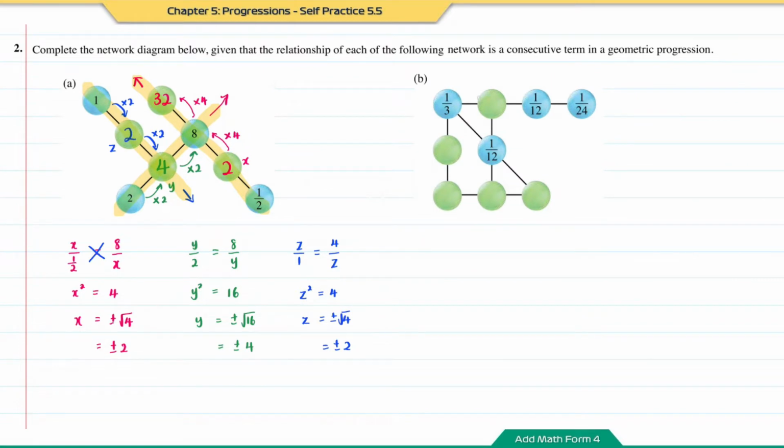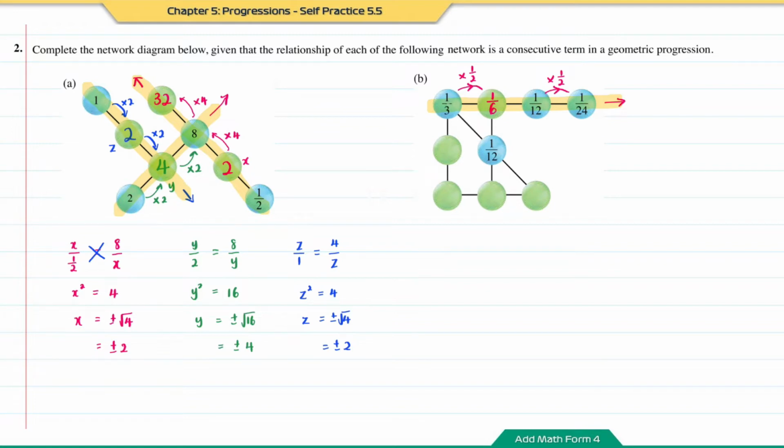Questions B. So first, I'm going to find the missing terms in these geometric progressions in these directions. So I have 2 terms that I know here, the consecutive terms. So I can find the common ratio using 1 over 24 divided by 1 over 12. So the answer will be 1 over 2. Therefore, these geometric progressions, you are multiplying 1 over 2 to the previous terms. So to find the missing one here, I'm going to multiply 1 over 3 with the common ratio 1 over 2. So the answer will be 1 over 6.